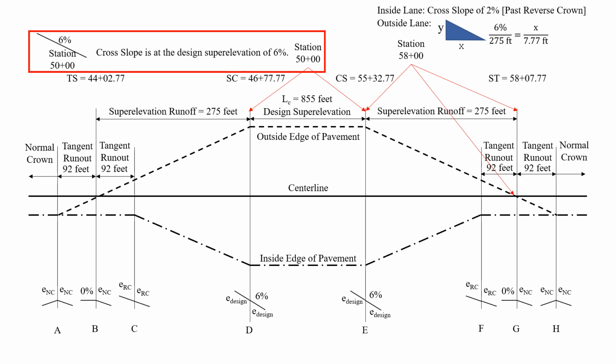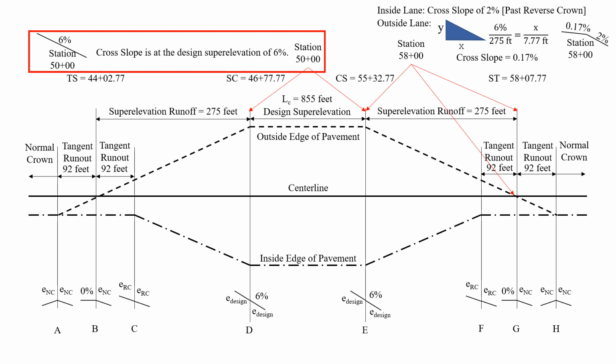And our outside lane, we're going to use our triangle there. If we look at the big triangle, it's 6% for our superelevation component and 275 feet. That's our superelevation runoff. Let's set that equal to X over 7.77 feet, because we're looking for station 58, and the ST is at station 58+07.77. So solving for X, the cross slope is going to be 0.17%.